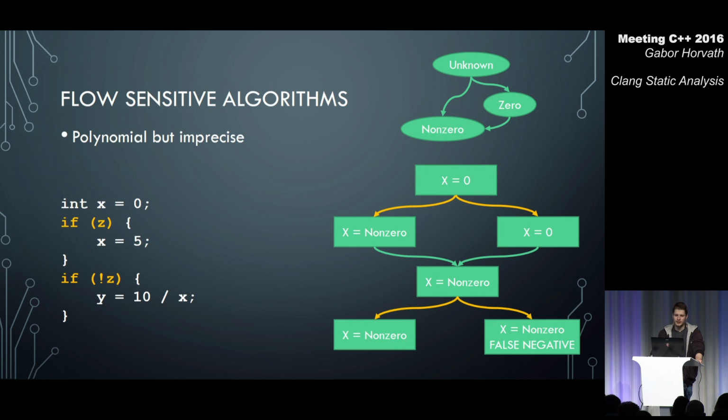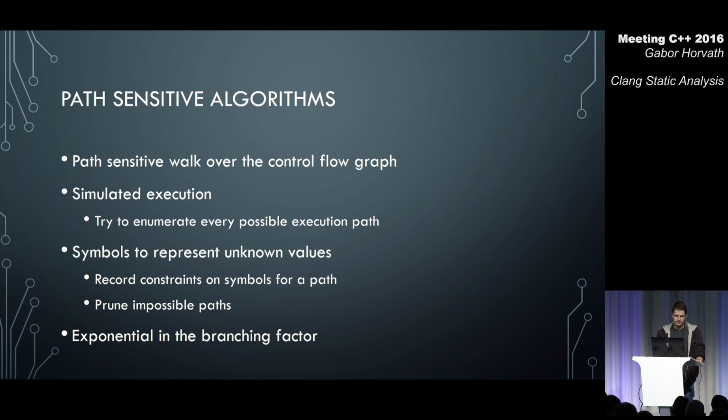So it looks like no matter how we define the lattice, with this kind of analysis, we will always have either false negative or false positive results. But this algorithm is very efficient. So let's try something even more advanced. So let's try a path-sensitive algorithm.